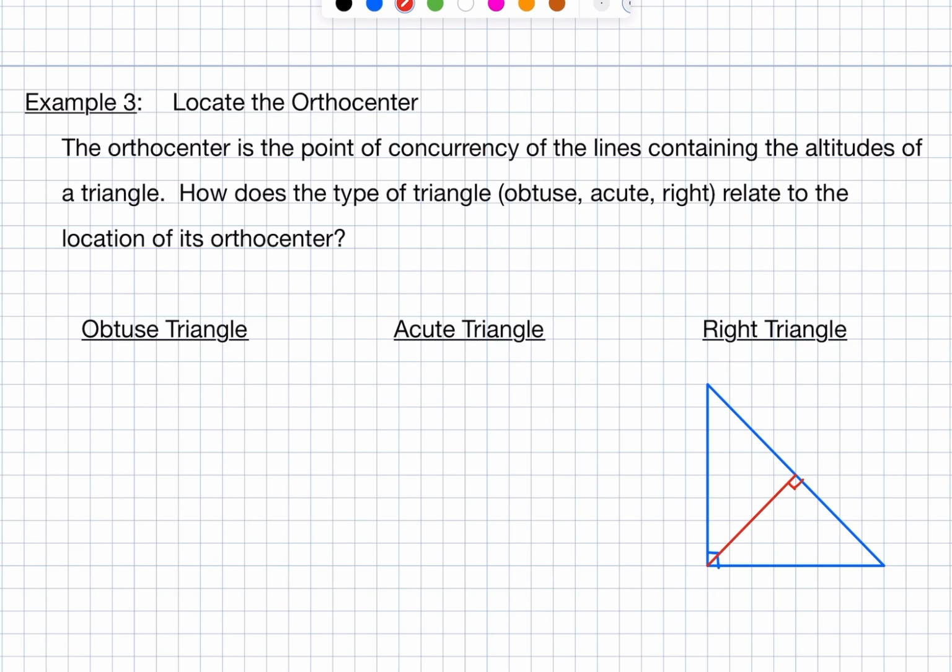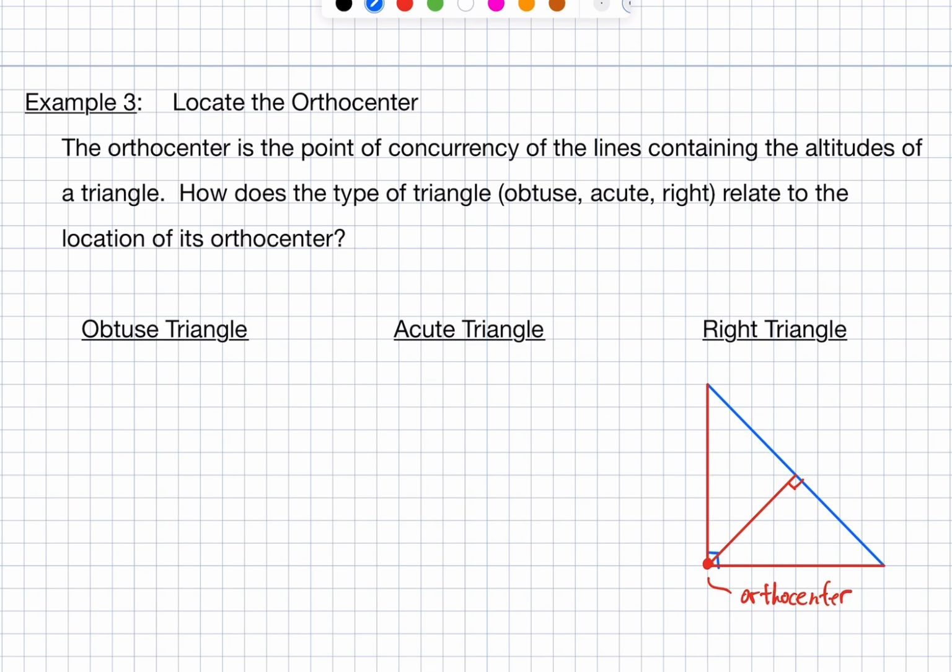creates a right triangle. Okay, then from this vertex here, it hits the opposite side at exactly 90 degrees, and then from the last vertex to the opposite side at exactly 90 degrees. Okay, this intersection is my orthocenter, and this happens to be at the vertex of the right angle. Okay, so that's one location of an orthocenter.